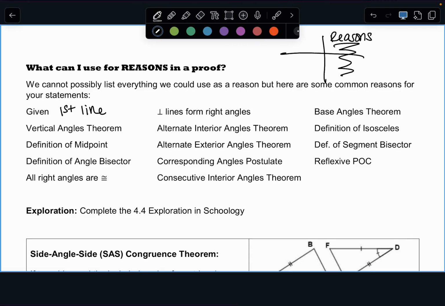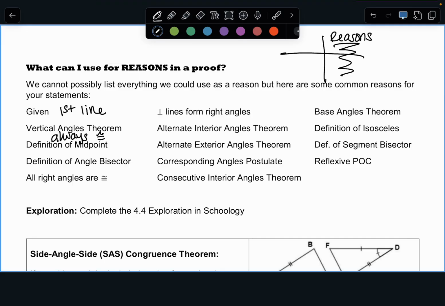Okay, next one is the vertical angles theorem. It tells you that vertical angles are always something. What do we think? Congruent, yeah. This is vertical angles are always congruent. So if you say something is a vertical angle, and then you say they're congruent, you use this theorem. Okay? So you have to know that that theorem means vertical angles are congruent.